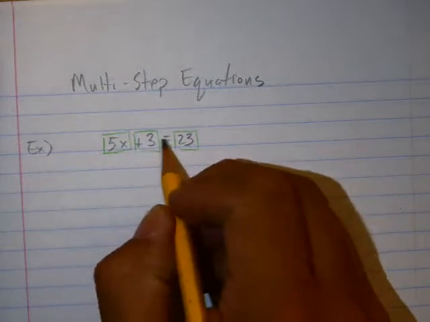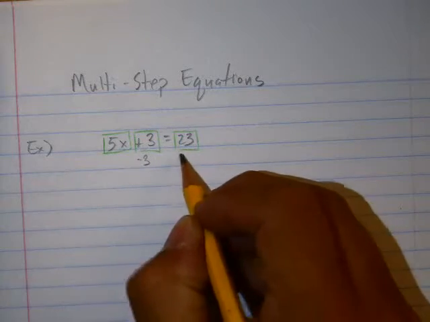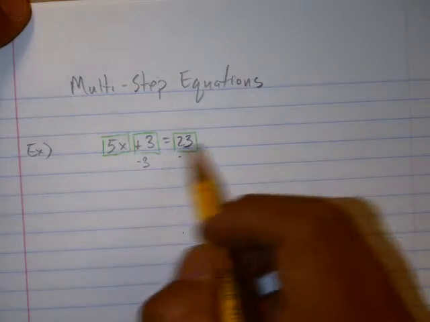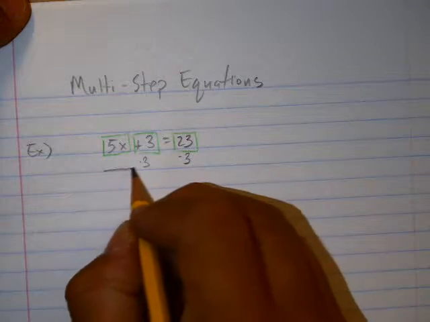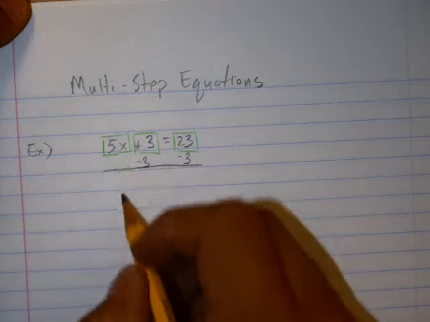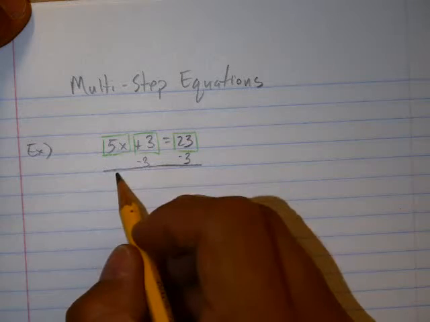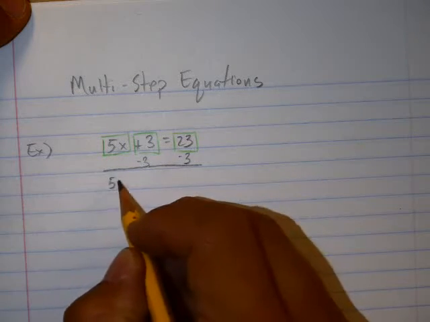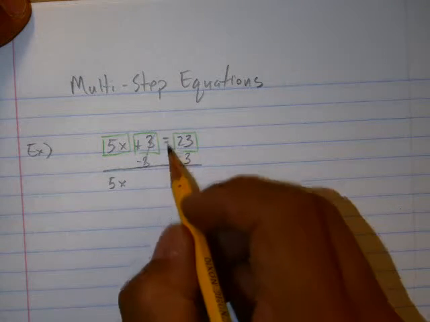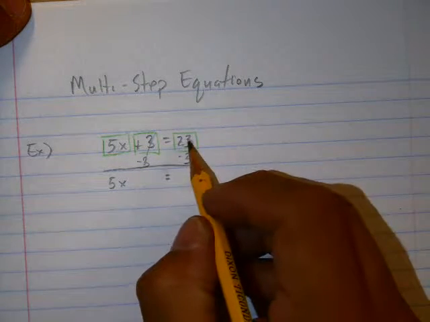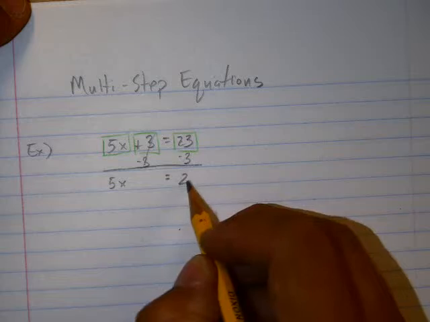So to get rid of a positive 3, we subtract 3, and whatever we do on the left side of the equation, we have to do on the right side of the equation. We'll keep it lined up. We'll draw our line underneath, and now we're working horizontally. There's nothing underneath the 5x, so we're just going to drop it down. A positive 3 and a negative 3 will cancel out. The equals drops down, and 23 subtracting 3 is 20.